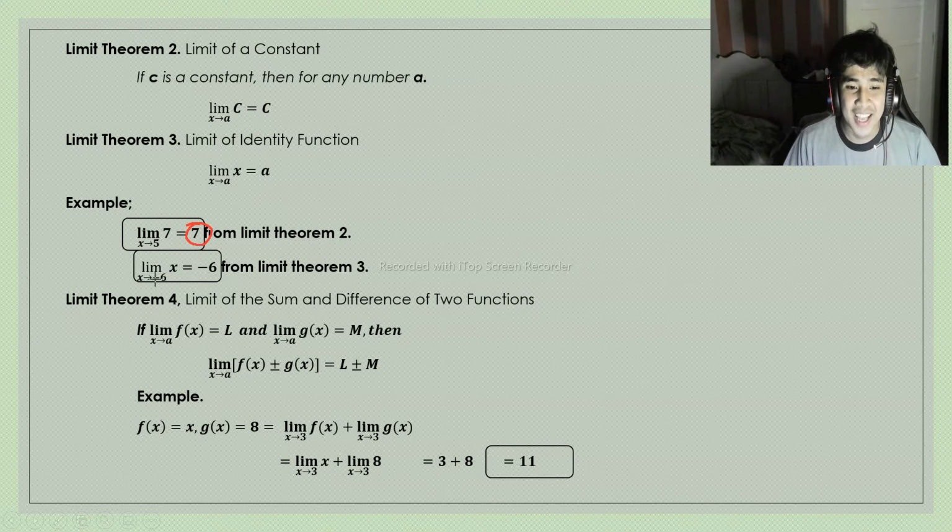Then pinagkaiba sa theorem 3 naman, limit of x as x approaches negative 6, wala siyang constant na nakatulad ng 7, and yan lang yung tawag dito, equation niya. So ang magiging sagot niyan negative 6, yung as x approaches negative 6 na lang magiging sagot.